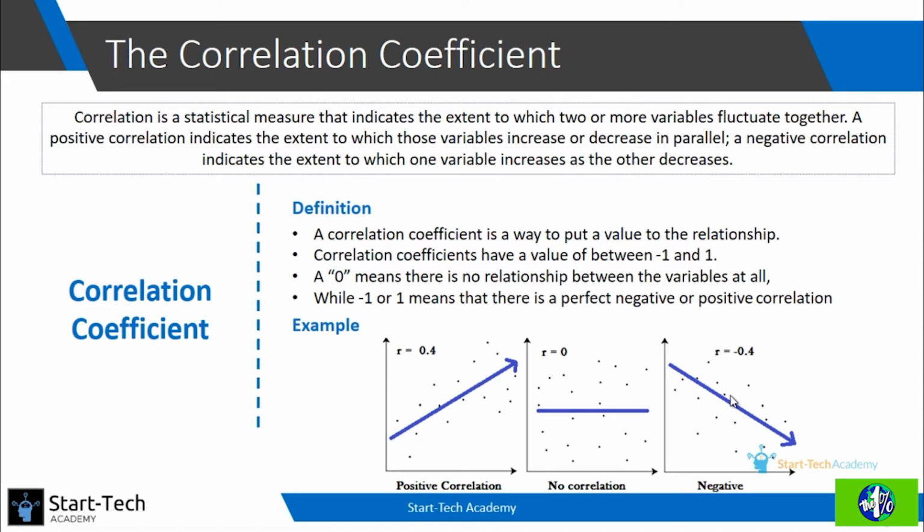As a rule of thumb, if we find the value of the correlation coefficient is less than 0.1, we say that there is very low correlation between the two variables, and if we find that it is more than 0.8, we say that it is very high correlation between the variables.